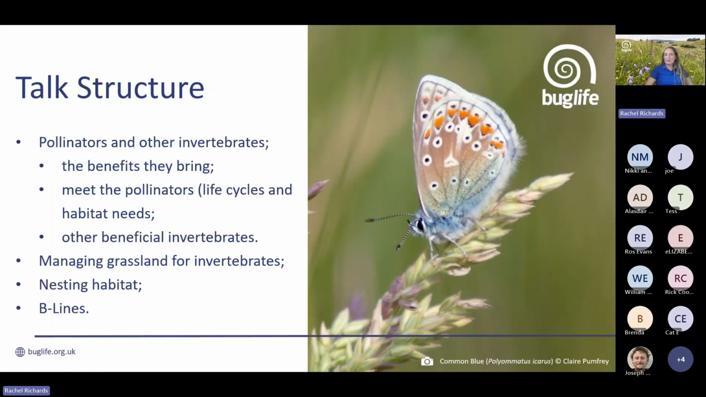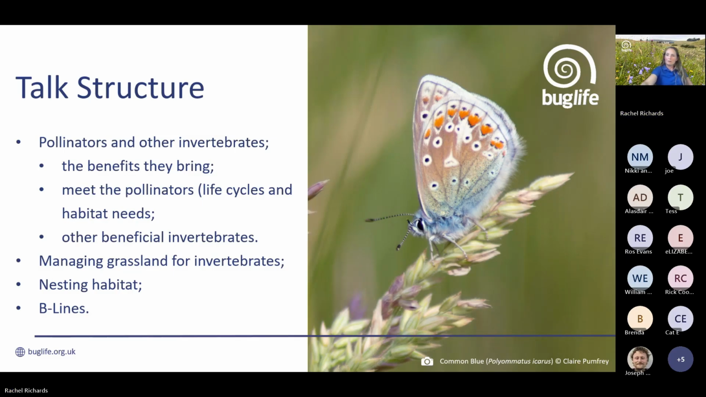So the structure today, I'm going to talk first about pollinators and other beneficial invertebrates and how they benefit us. And then about managing grassland for invertebrates and what they need, their nesting habitat, their floral resources, etc. And I'll end with a little bit on beelines as well, what they are and how you can contribute to beelines.